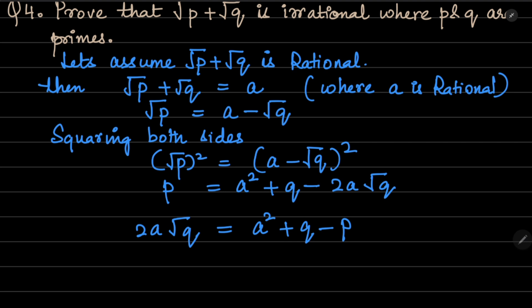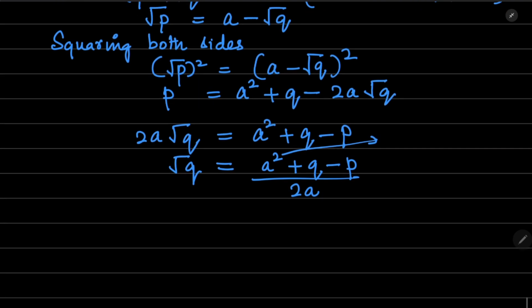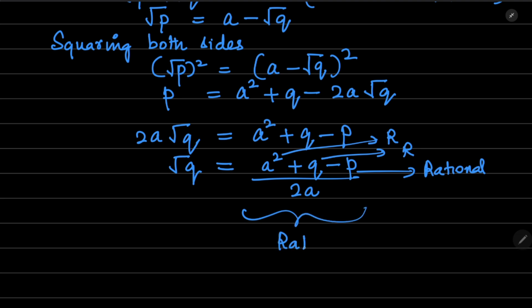Right? P and Q are all rational. Now let root Q alone be left on the LHS. Take 2A to the denominator. So you have A square plus Q minus P, the whole divided by 2A. Again, here, we assumed A was rational, so A square is also rational. Q is also rational, P is also rational. All of these are rational terms. Rational by rational is also rational. So the entire RHS is rational.